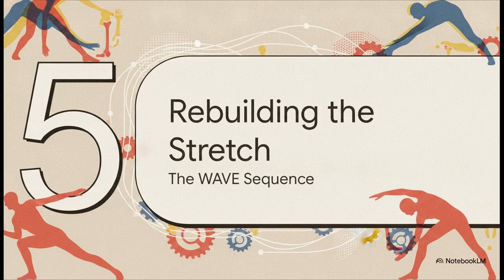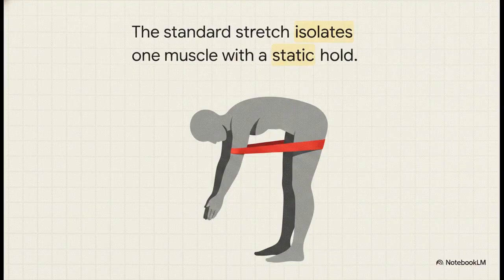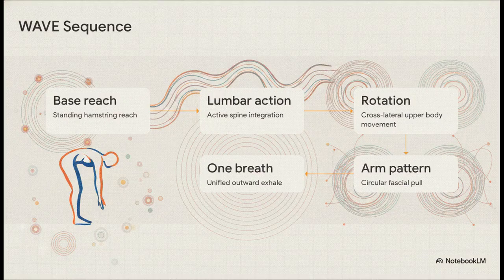We call it the wave sequence. Let's move to a practical example and rebuild the most common stretch in the world, the standard standing hamstring stretch. You know the drill. Stand up, hinge at the hips, reach for your toes, and just endure the pull for 30 seconds. This broken method treats the hamstring like an isolated rubber band and basically treats the entire rest of your incredible body as an irrelevant bystander.